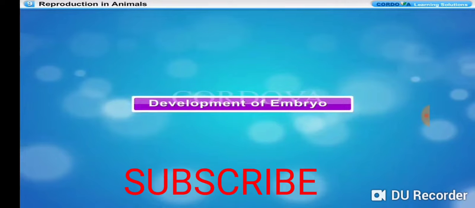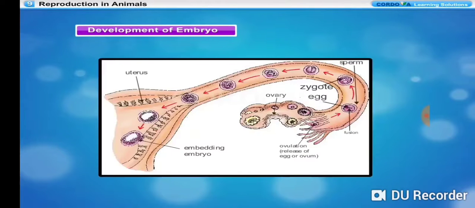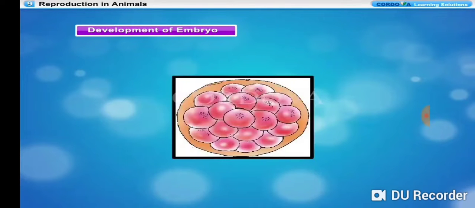Development of an embryo. The zygote divides rapidly and repeatedly and forms a ball of hundreds of cells. The cells then begin to form groups that develop into different tissues and organs of the body. This developing structure is called an embryo. The embryo gets embedded in the wall of the uterus for further development. Figure 9.8c. This is called implantation.